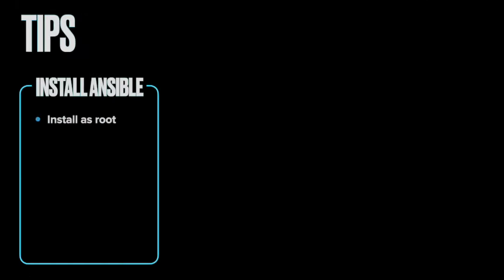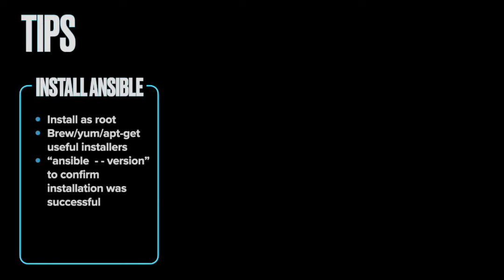So the tips from today's video: install Ansible as root. If you don't want any complications, you can use brew, yum, apt-get, and of course the Amazon installer that we saw earlier, depending on your flavor of Linux. And just type ansible --version to confirm the installation was successful.